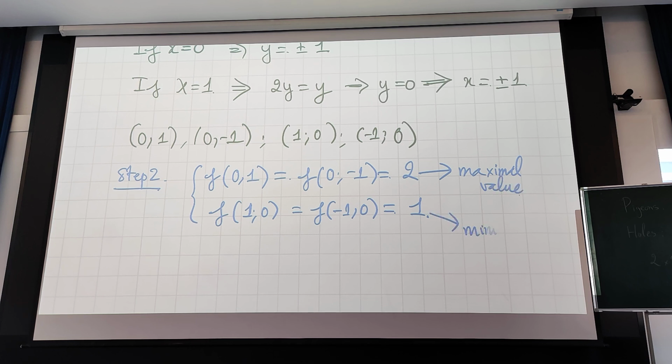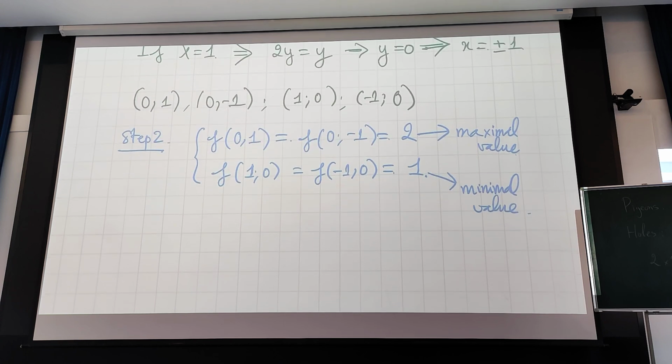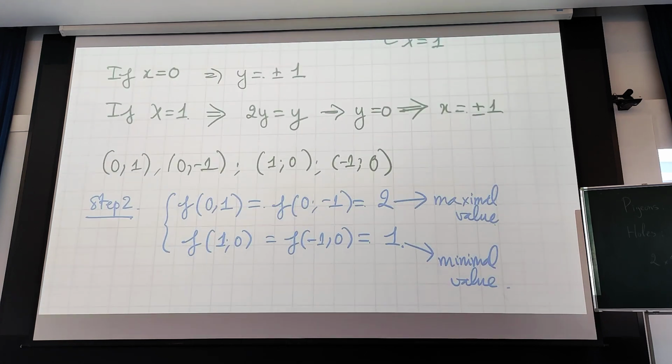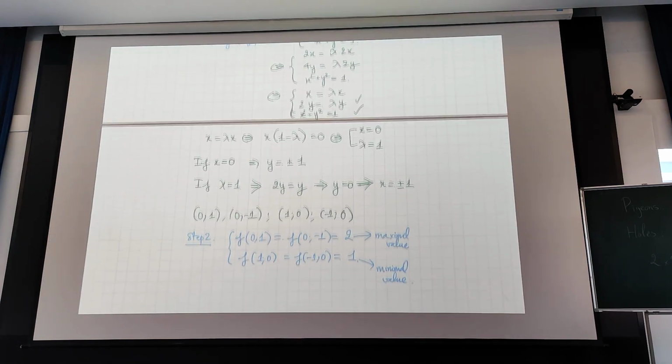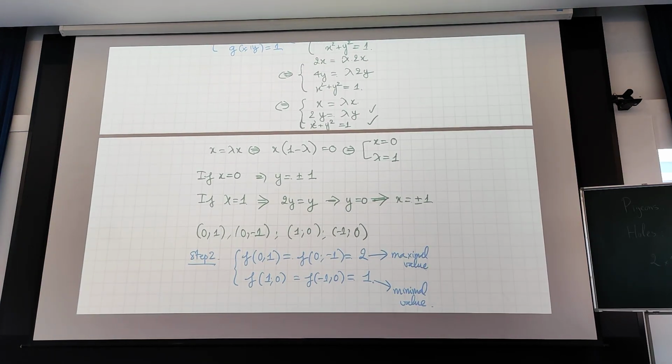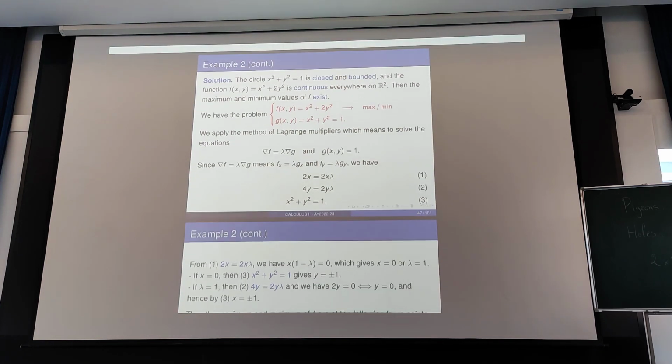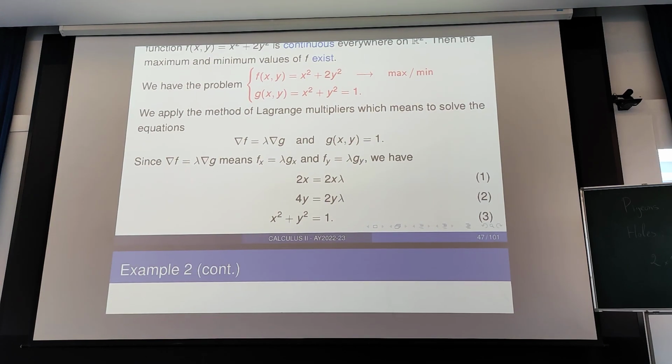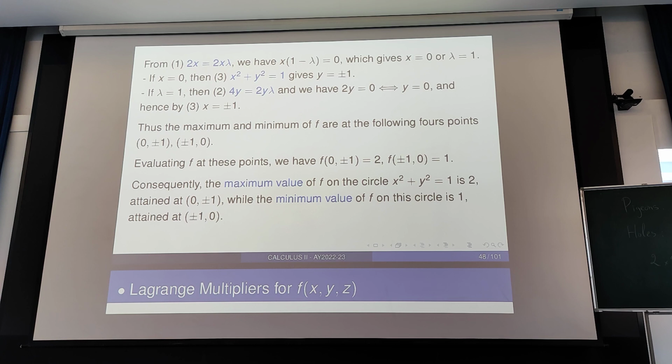And this is the minimum value. Understand? Just follow the algorithm step by step. You see that it's very easy to find the extrema with constraint. Okay. You can also read it again in the lecture notes. You have the lecture notes and you can read it again.